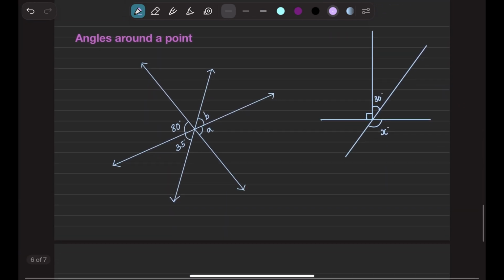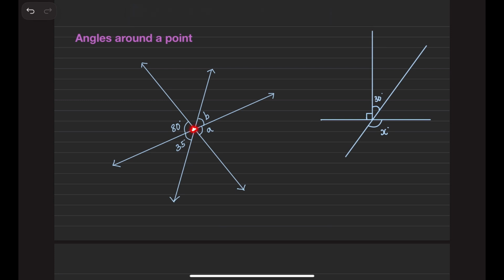Okay, now what is angles around a point? This is the point. All these angles have formed around it. Mind you, all the rays of the angles are passing through one single point. You know what this means? Angles around a point is always equal to 360 degrees.